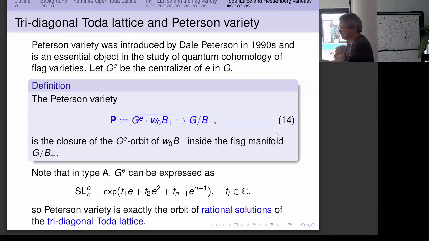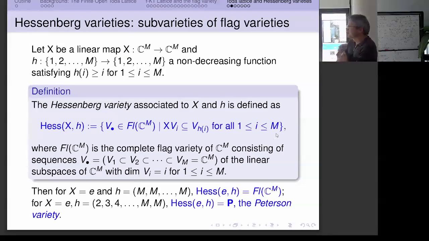Yes, exactly. So I've identified the solution of the full symmetric Kostant-Toda lattice with the flag variety, and the tri-diagonal Toda lattice with the Peterson variety. So there is a whole hierarchy, a whole set of varieties. The Peterson variety is the smallest one, the flag variety the biggest one in some sense. So that's called a Hessenberg variety. It's defined by the following data. First, we have to have an X.